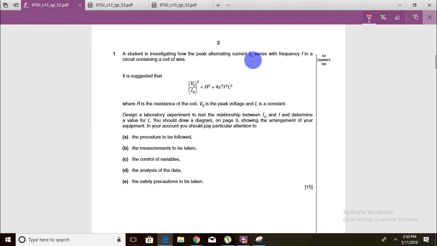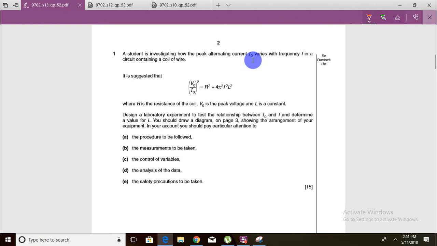So, number one, how many variables are there? We have V0, which is peak voltage, I0, which is peak current. We have capital R, which is the resistance of the coil. We have F, which is the frequency of the alternating voltage, and then we have capital L, which is a constant, and so we will not regard it as a variable. So, which one of these is the independent and the dependent?